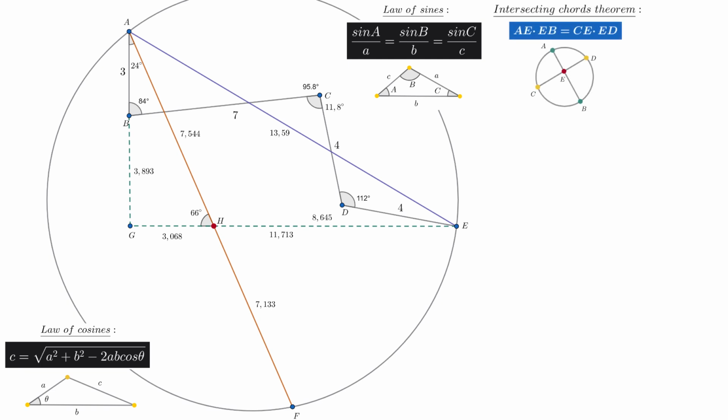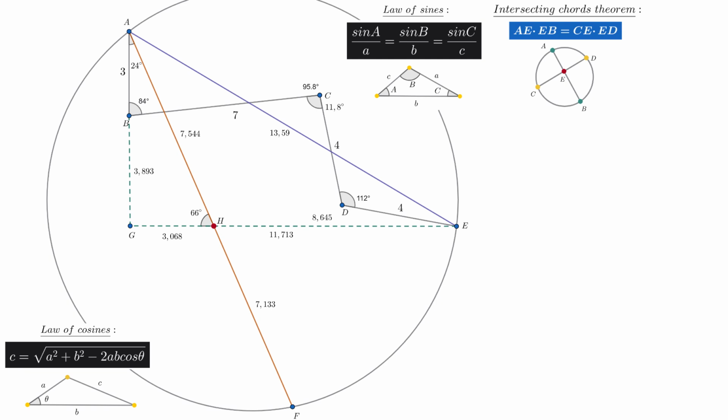The intersecting chords theorem states that if two chords in a circle intersect at some point, then the product of the partitions are equal. That is, if two chords AB and CD intersect at E, then AE times EB equals CE times ED. So we take that and apply it to our physical situation here.